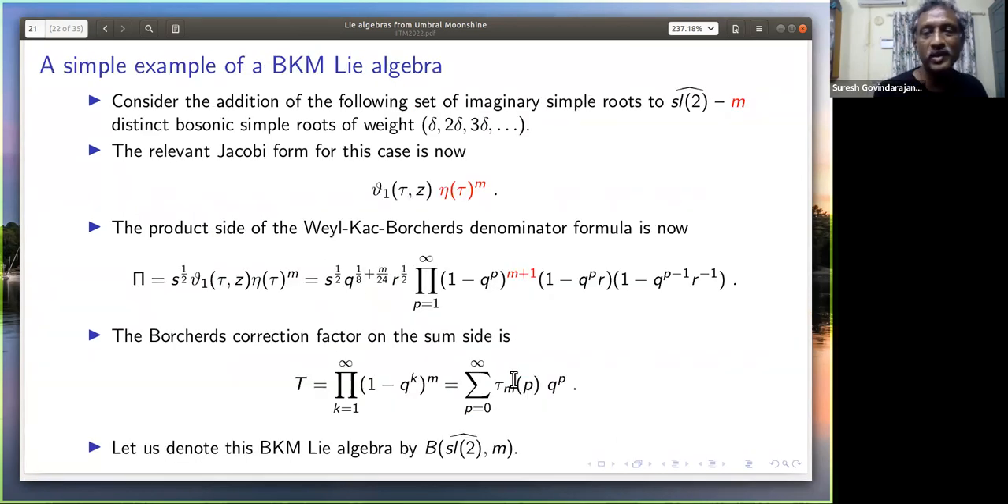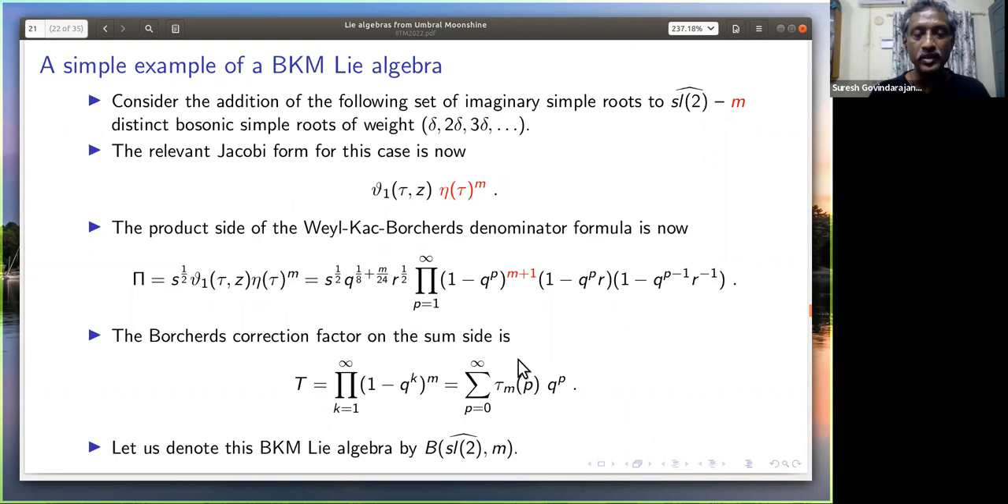So let's do a very, very simple example of a BKM Lie algebra. And the simple one is the following. We take SL2 hat. We just saw it had two roots, alpha 1 and alpha 2, and it had an imaginary root, which was delta, which was not simple because it's alpha 1 plus alpha 2. So let's go ahead and add additional roots. We are changing the thing such that we have m bosonic simple roots of weight delta, 2 delta, 3 delta, and so on and so forth. m of each. And the relevant Jacobi form now is not theta 1 of this thing, but multiplied by eta tau to the power m. So this is the analog of delta for the BKM.